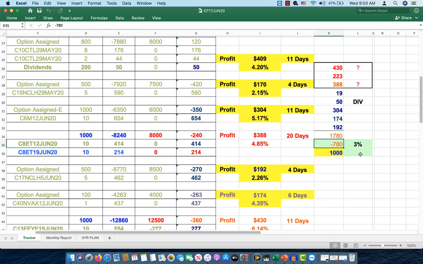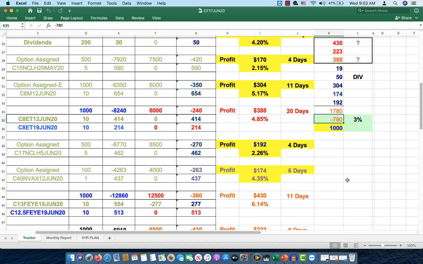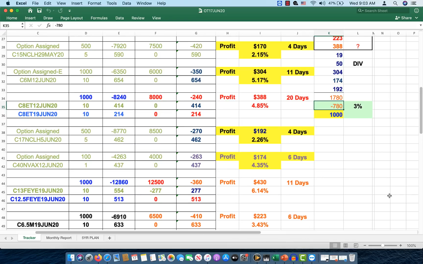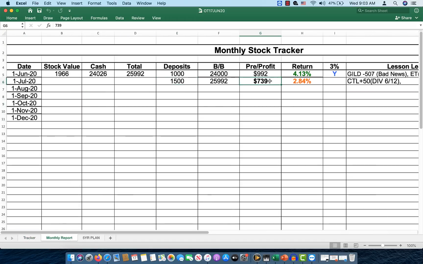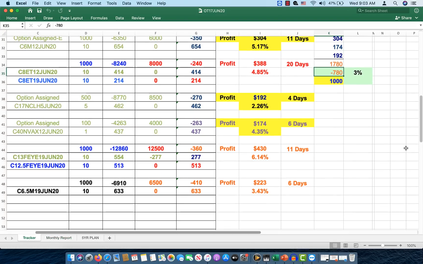$1,000. That means we're going to be over 6% so far this month. That's not counting next week. We still got a whole other week to go through after these things get called away. Shoot, we might have an 8% month. Let's see what our monthly is. This is what we took in so far. $739 of this money already. We already have close to 3%. Guys, we're making money here.